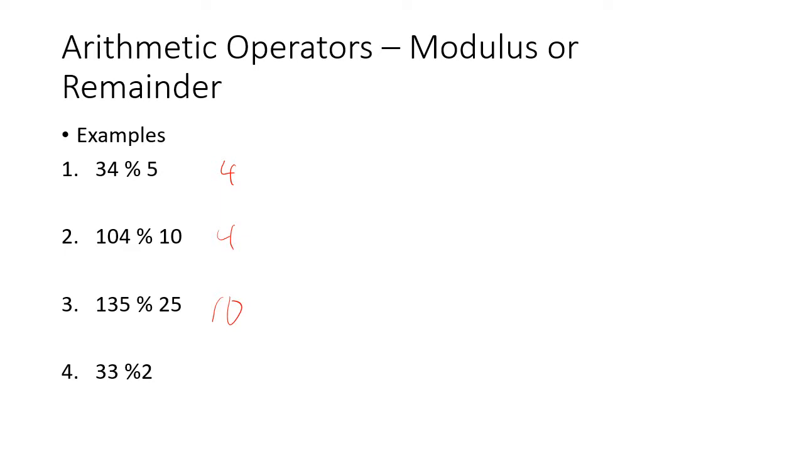And then 33 remainder 2. Doing remainder 2 is a way to determine if a number is even or odd. So if the remainder when you do remainder 2 is 1, it's odd. If it's 0, it's even. So hopefully those made sense to you guys.